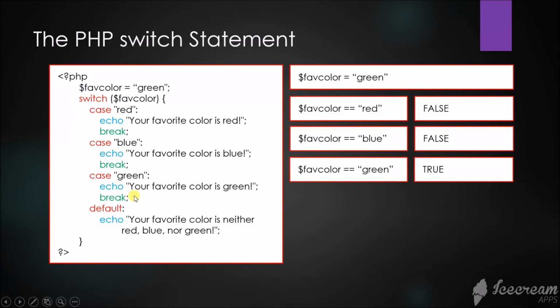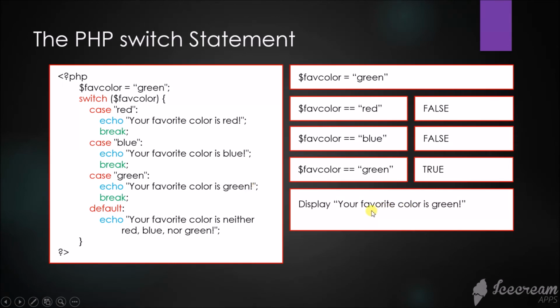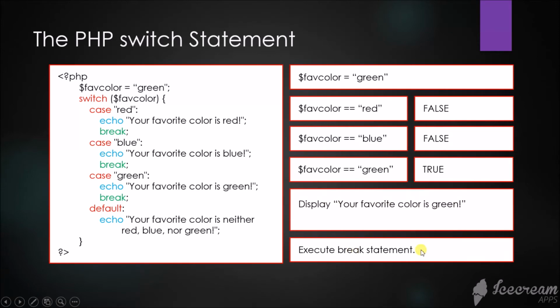Now since nag-true tayo, then we're going to execute the statement here. Okay, so basically we're going to display your favorite color is green. And execute the break statement para hindi na siya mag-proceed sa other statement. Okay? So that's how yung switch statement works. Okay, guys?